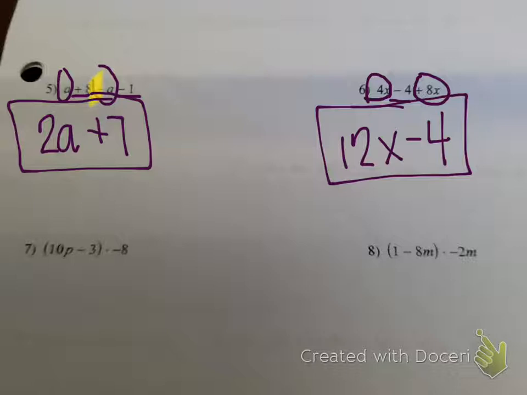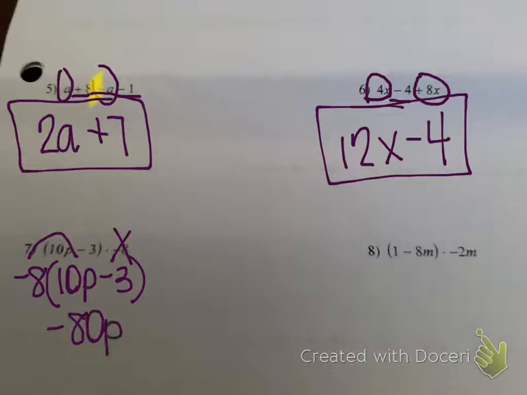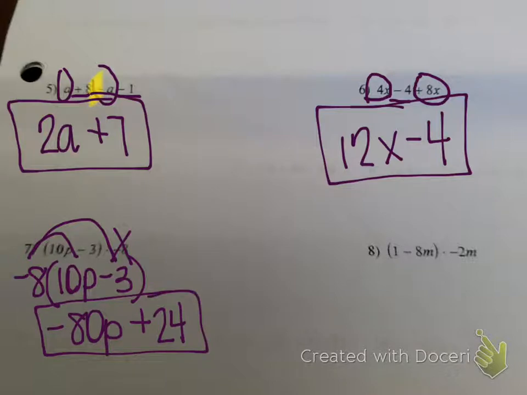Numbers 7 and 8, we have our first shot at distributive property. We did talk a lot about moving our number out in front. So I would rewrite this as negative 8 times 10p minus 3. Negative 8 times 10p is negative 80p. Negative 8 times negative 3 is positive 24. Make sure you're paying close attention to your negatives. If you have two negatives multiplied, they become a positive.